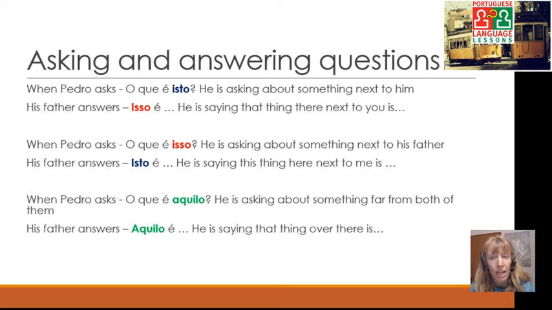He's asking, o que é aquilo? Something far from both of them. The answer then is aquilo é. This is simply something to get used to. We've had years, if we're an English speaker, of changing what's this, that's, what's that, this is. We're used to the switching round. So now we've just got to get used to switching around isto and isso. And then if we want to refer to something far away, aquilo, it remains aquilo in the answer.